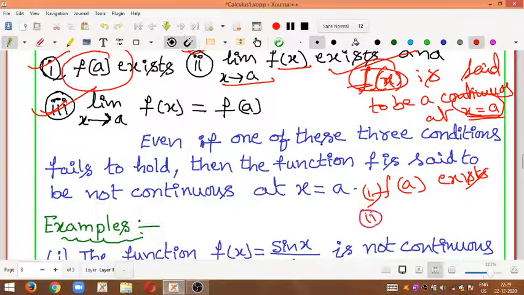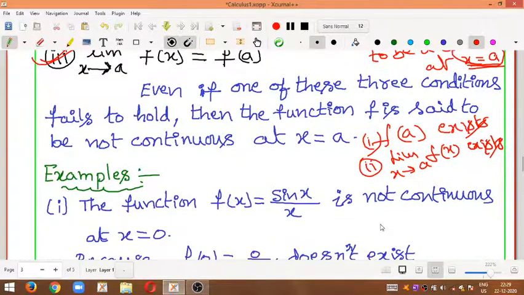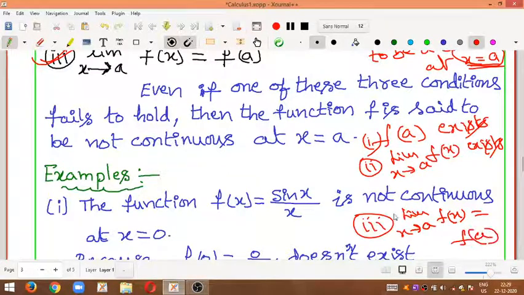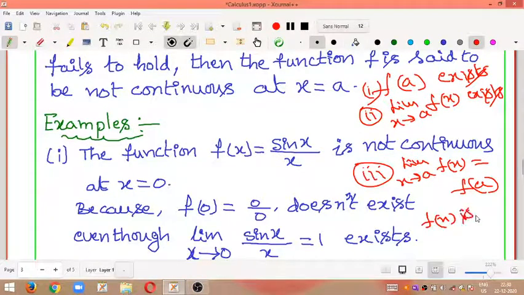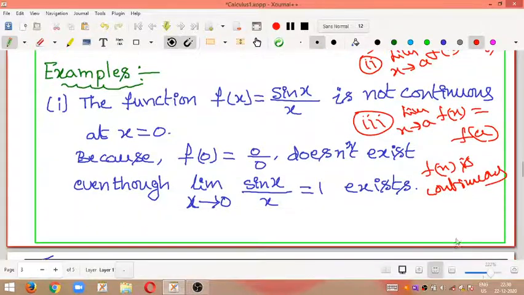Next, the second one, the limiting value: the limit as x tends to a of f of x also must exist. Then the third condition: the limit as x tends to a of f of x is equal to f of a. Then we say that the given function f of x is continuous at x is equal to a. This is the mathematical definition.